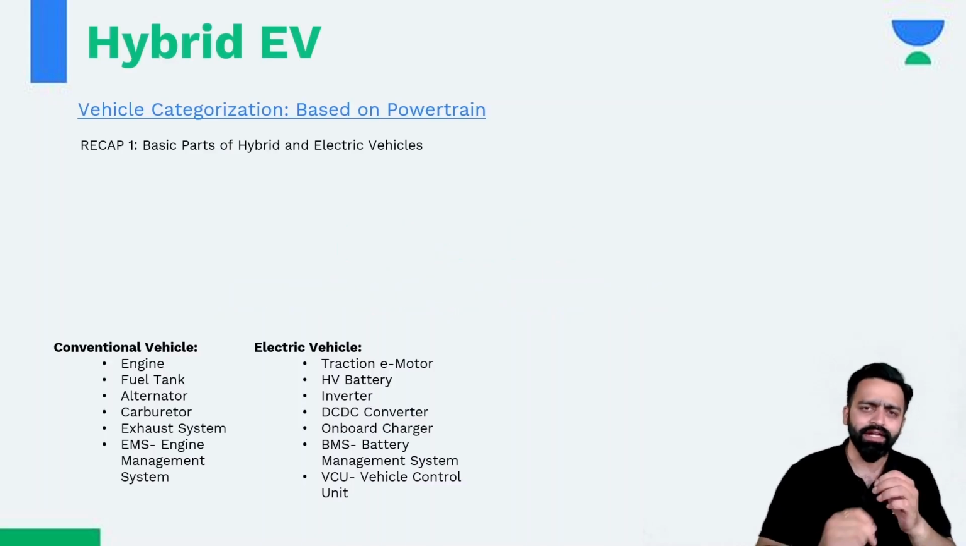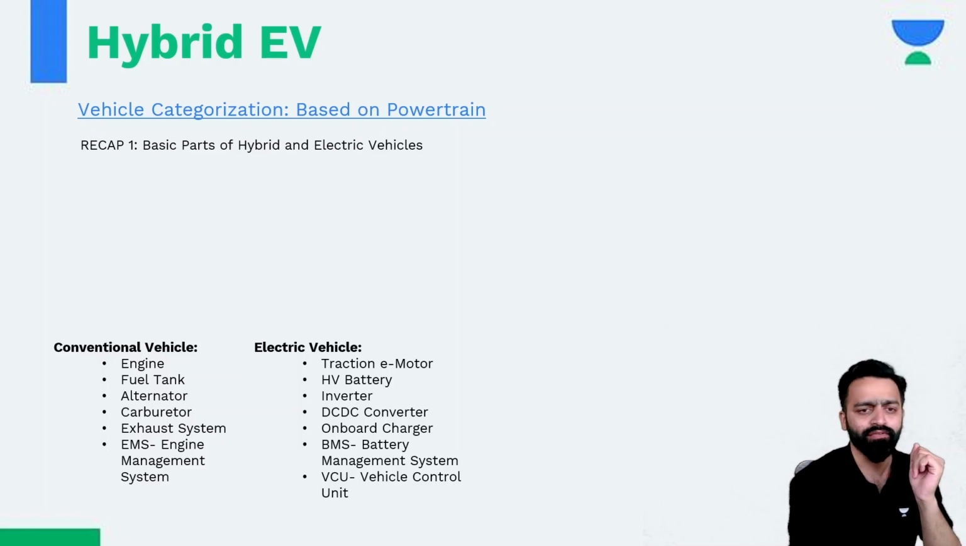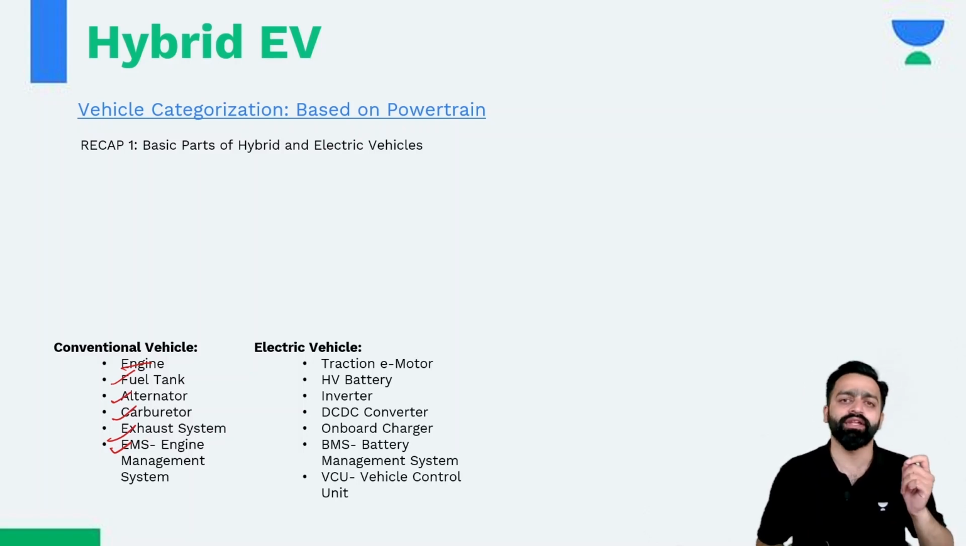Before that, let's quickly recap what we have learned in the previous lecture, that is, the basic parts of hybrid and electric vehicles. As you can see on your screen, there is a conventional vehicle wherein we have parts like the engine, fuel tank, alternator, carburetor, and exhaust system, and each and every component has some specific function. Every single component is very important. Unless that component is working properly, your whole vehicle can't work properly.